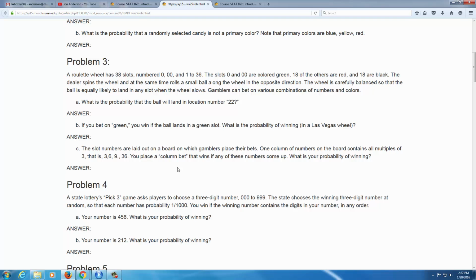In part C, 3C, you're supposed to find the probability of winning on a column bet. I would go in the notes to the overhead that contains the betting board for roulette and count up the number of numbers that are in a column, and that should be your numerator of this probability, and the denominator of the probability would be the total number of places on the roulette wheel total, which would be 38.